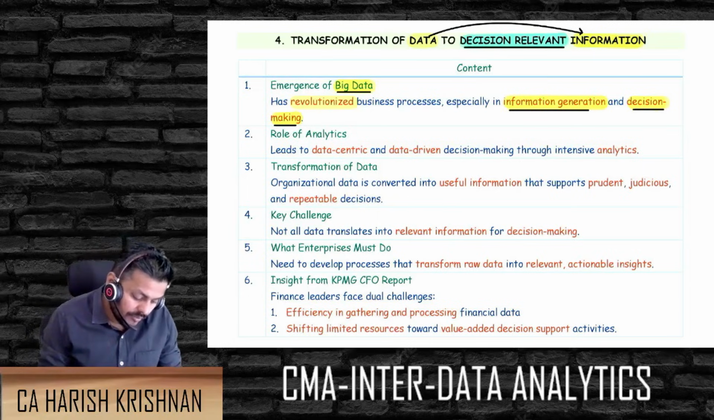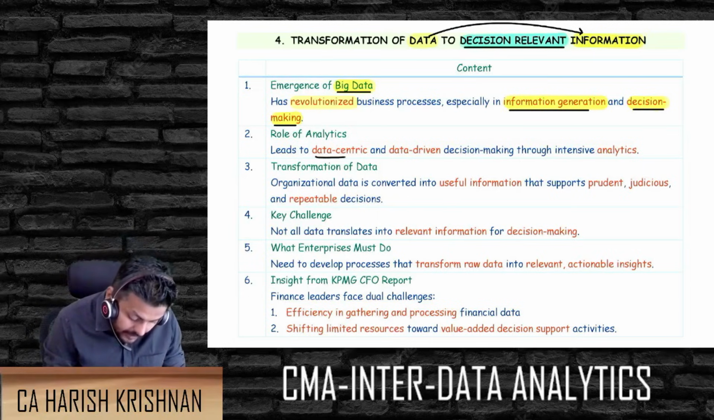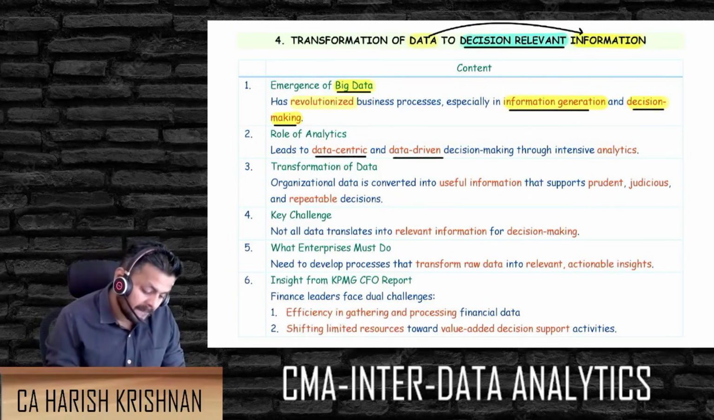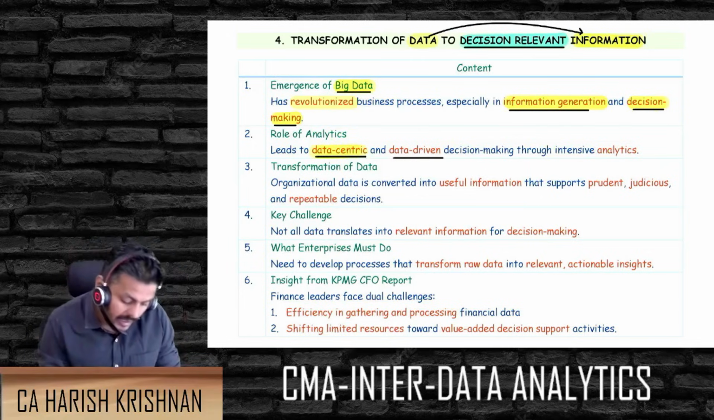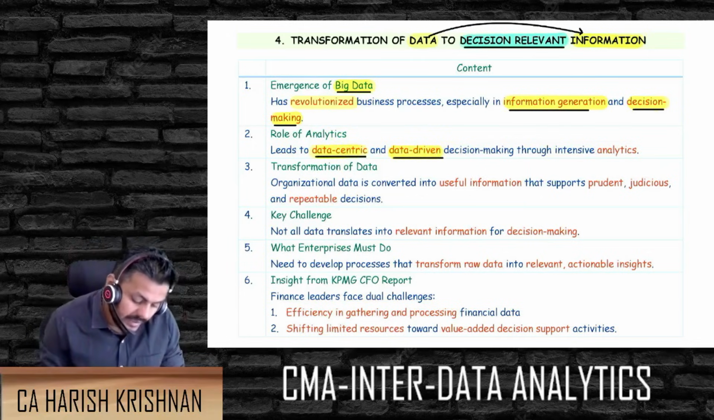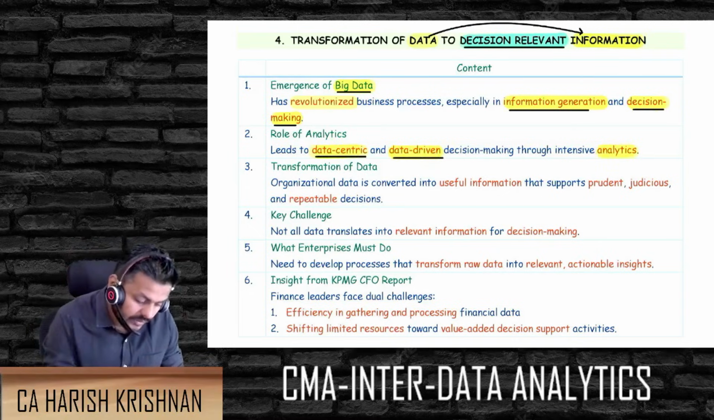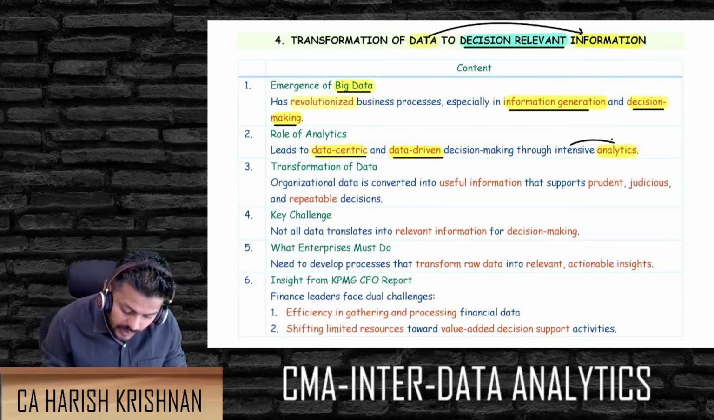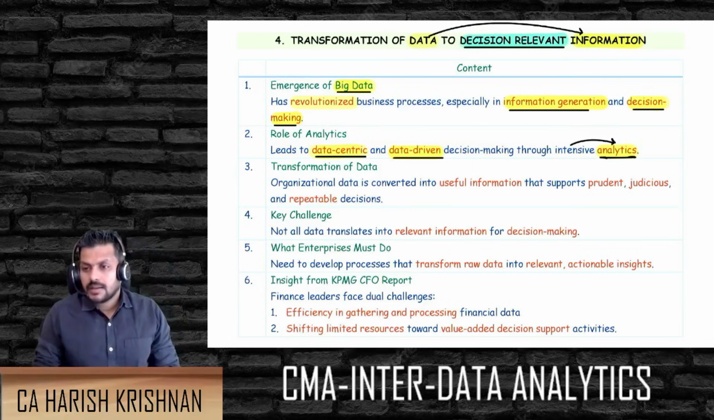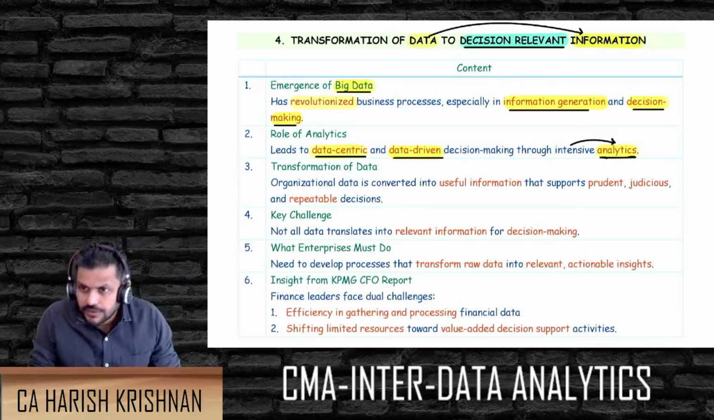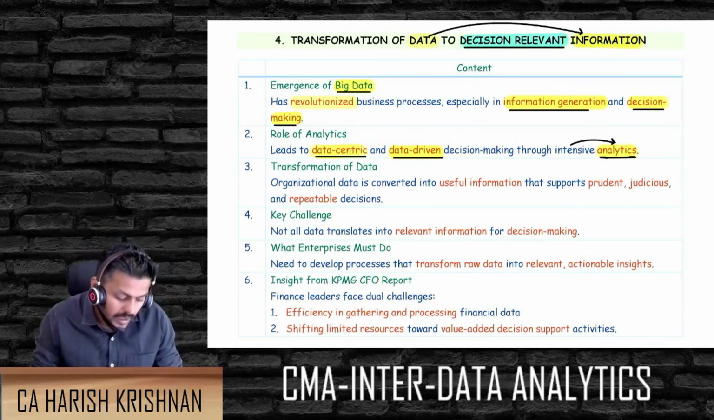Talk about the role of analytics. Data analytics leads to data centric, meaning being focused on data, and data driven decision making through intensive analytics. Through what? Through intensive analytics. These are the points that we have to take into consideration: emergence of big data, role of analytics.